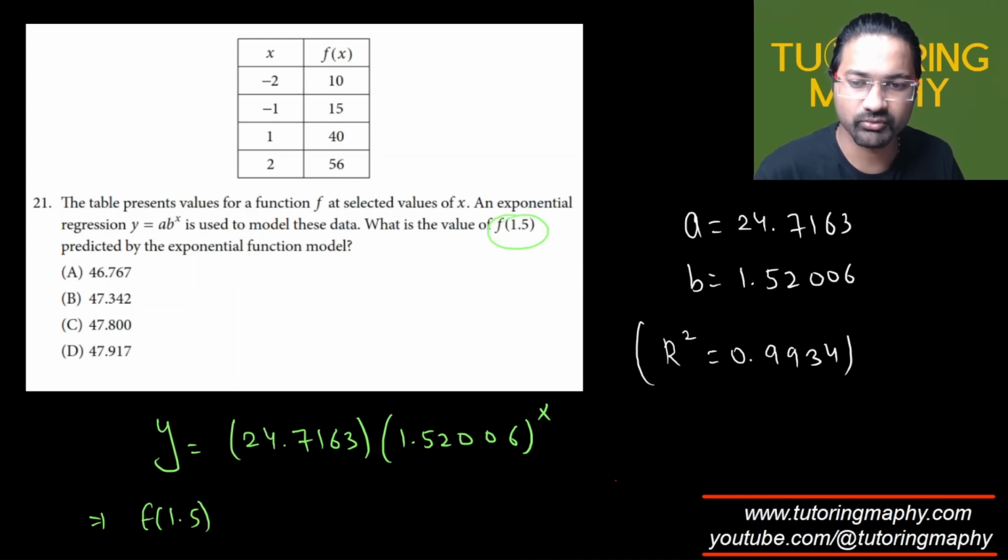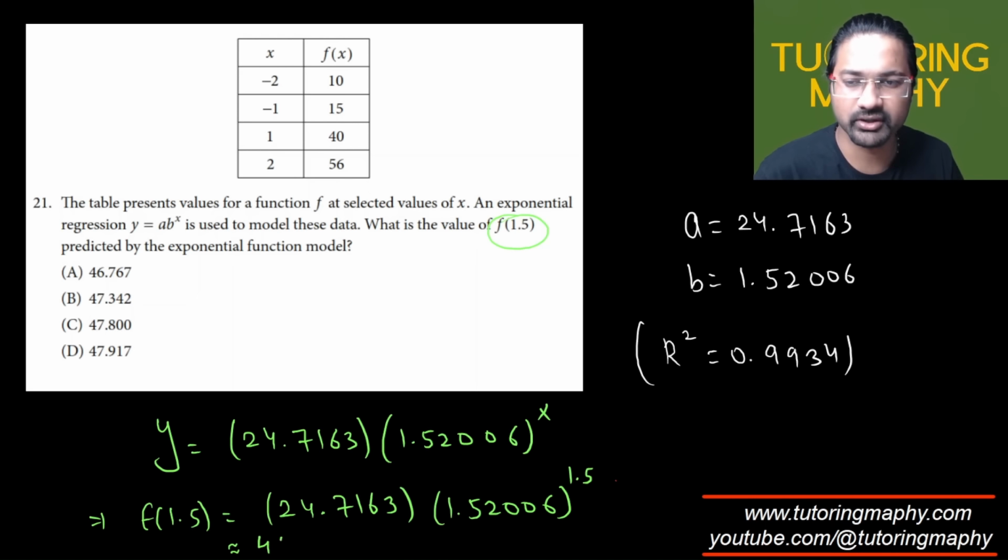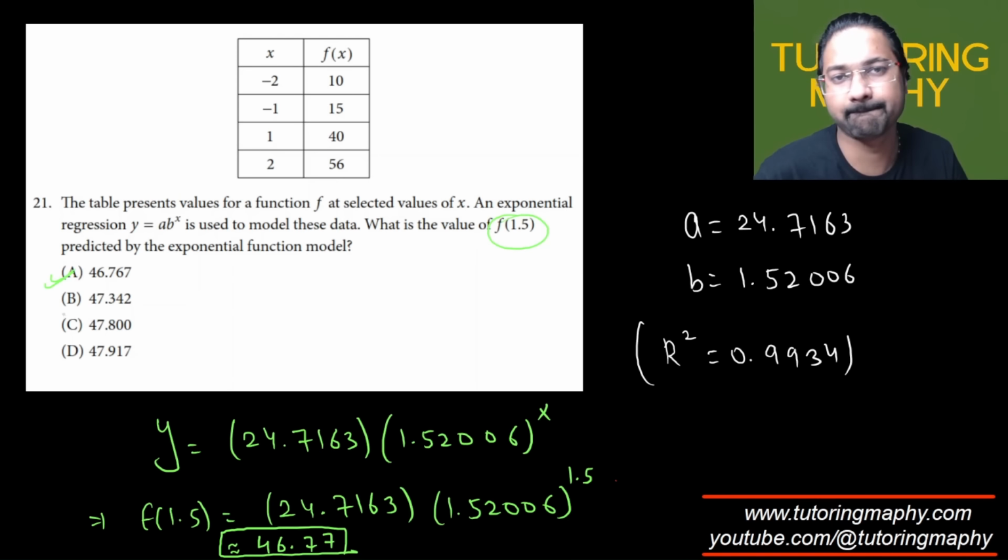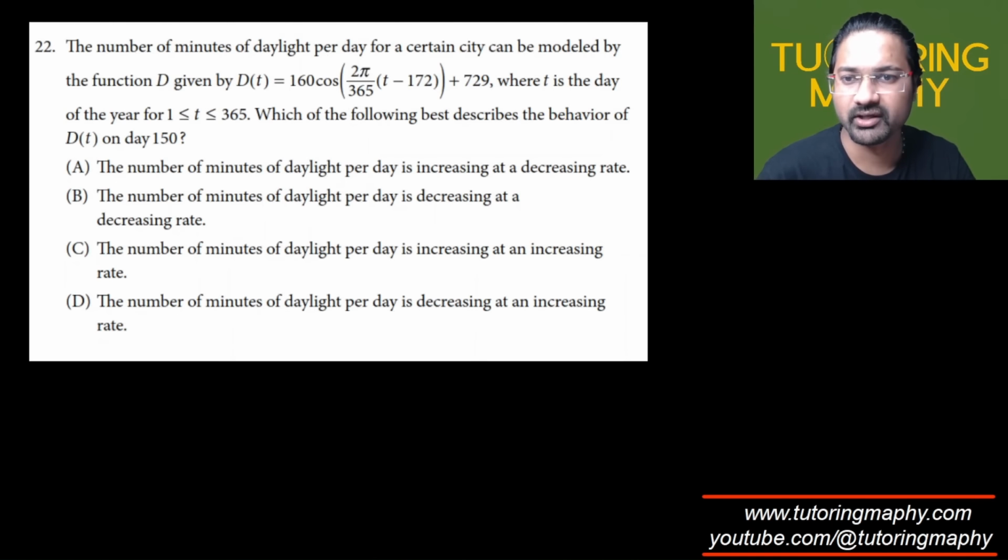replace x with 1.5. So this will become 24.7163 times 1.52006 raised to 1.5. So this is approximately coming as 46.77, which is nothing but option number A. Yeah, hope this one makes sense. The next one we have is question number 22.